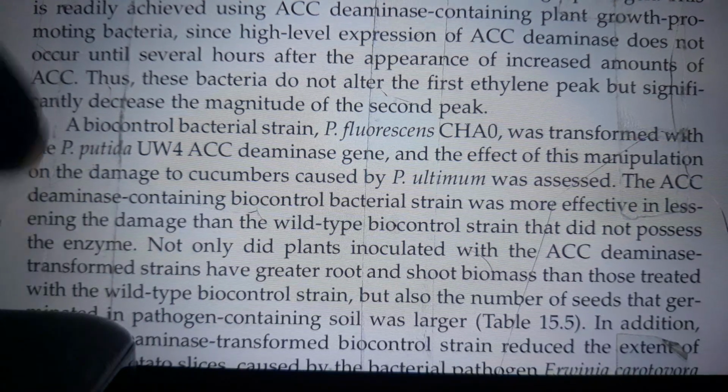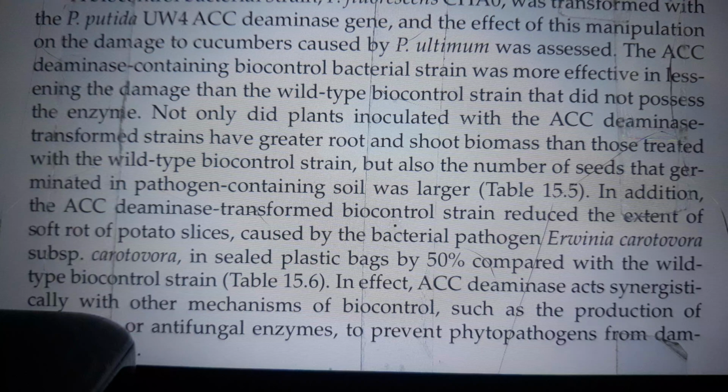A biocontrol bacterium strain, P. fluorescens Xiao, was transformed with the P. putida UW4 ACC deaminase gene, and the effect of this manipulation on the damage to cucumbers caused by P. ultimum was assessed. The transformed biocontrol bacterial strain was compared with the wild-type strain that did not possess the enzyme.